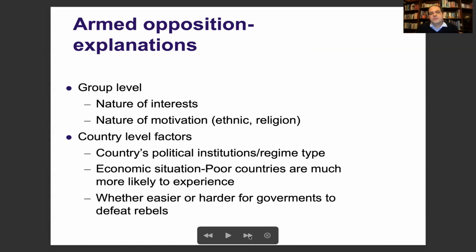We also have, of course, country-level factors. So, for example, the political institutions and the regime type: authoritarian regimes very often feel more threatened by political change and demands for change by their citizens, and are more likely to try to regain their power by the use of violence. Something which we have seen in the Arab Spring quite consistently is that the countries which are the most authoritarian are the ones which most resort to violence in suppressing interests of certain groups of the population.